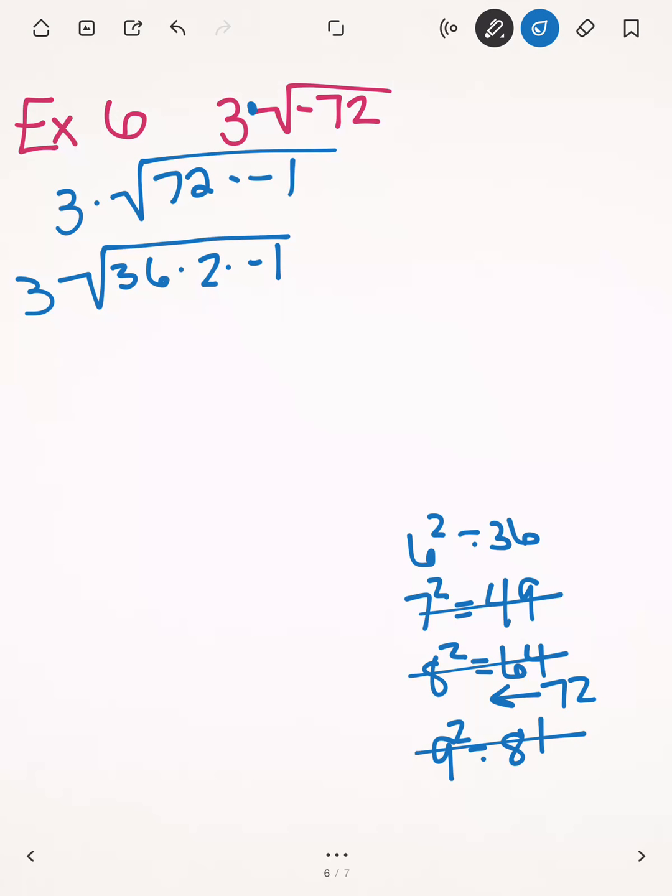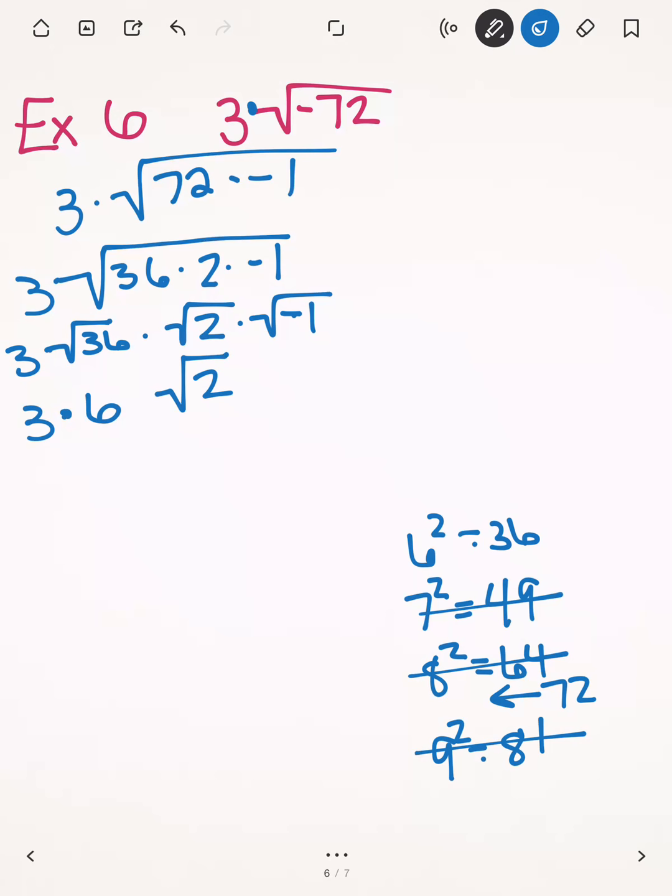Still remember we're multiplying by that 3, so I have 3 times the square root of 36 times the square root of 2 times the square root of negative 1. Then I say, 3 times the square root of 36 is 6, so now I have 3 times 6 on the outside. I cannot simplify the square root of 2, so it stays the square root of 2. The square root of negative 1 is i. Then I have to simplify these two. 3 times 6 is 18, so I get 18i rad 2.